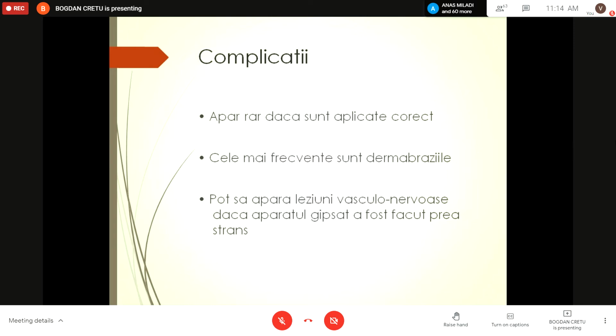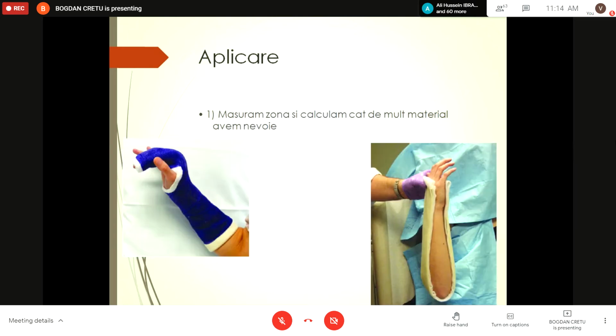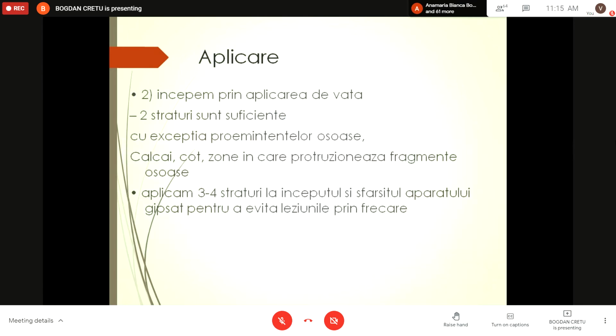Complications appear rarely if the immobilizations are correctly applied. The most frequent complications are minor skin lesions. Always take care about vascular nervous complications if an immobilization is applied too tight. We have to measure the zone and calculate how much material we would need. Never use excessive material for immobilization.